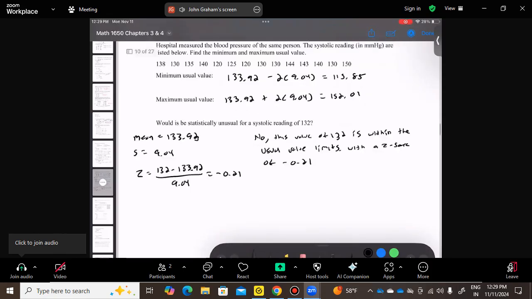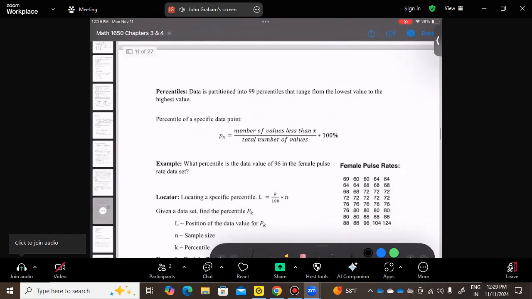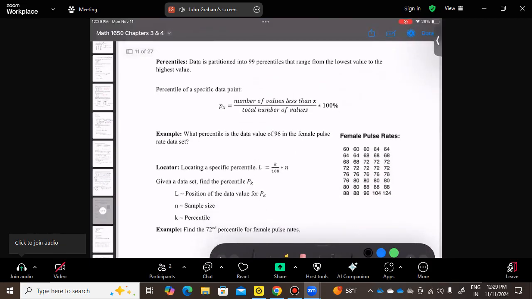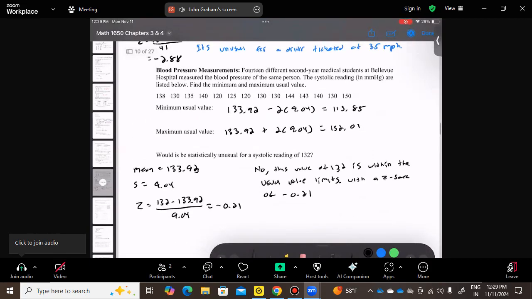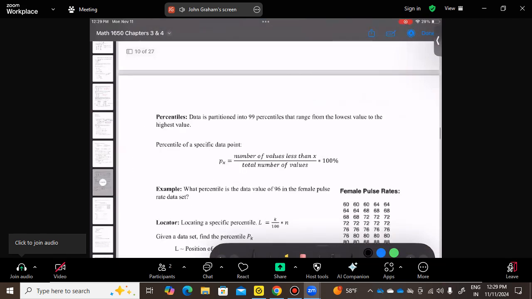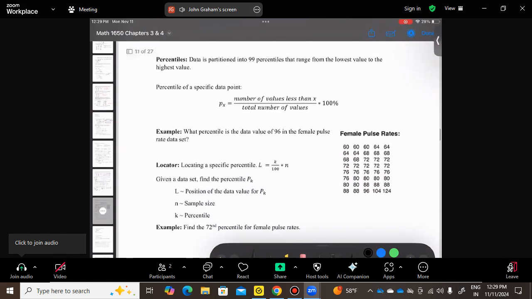Alright, so we'll move on to a new thing now. Actually, we're done with those data sets, so we're going to clear StatDisk because we'll be using it for other things.